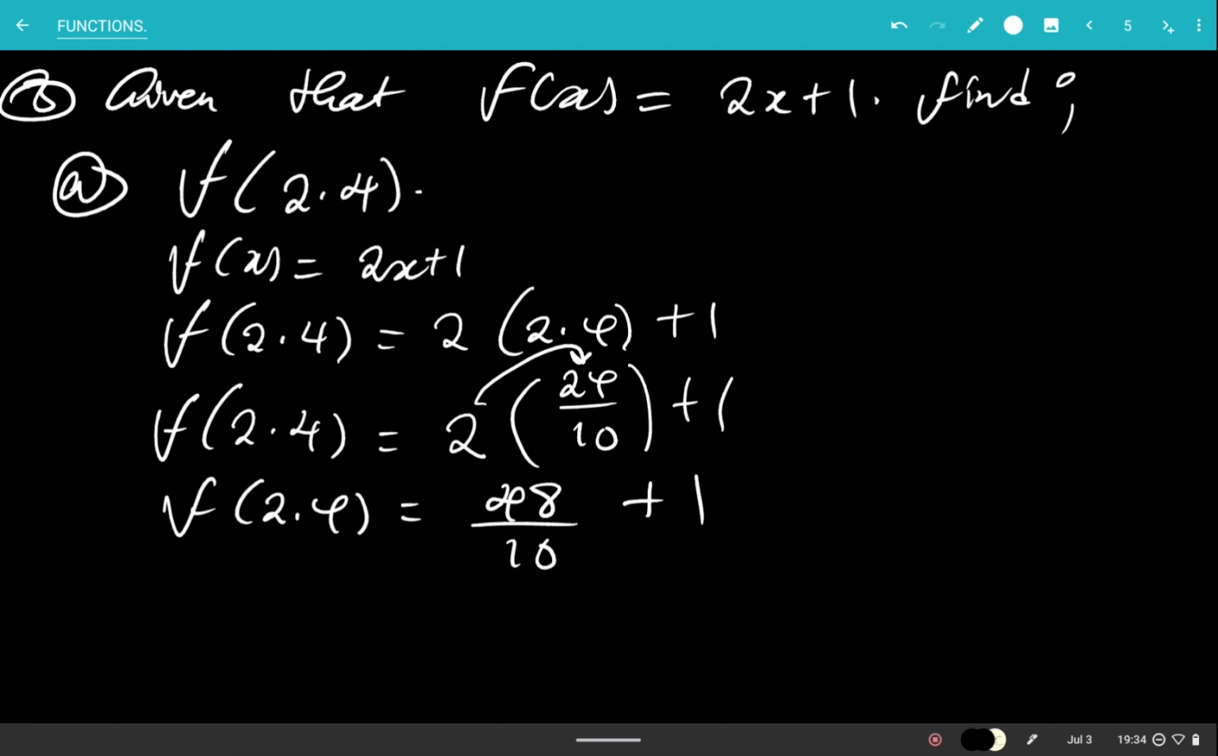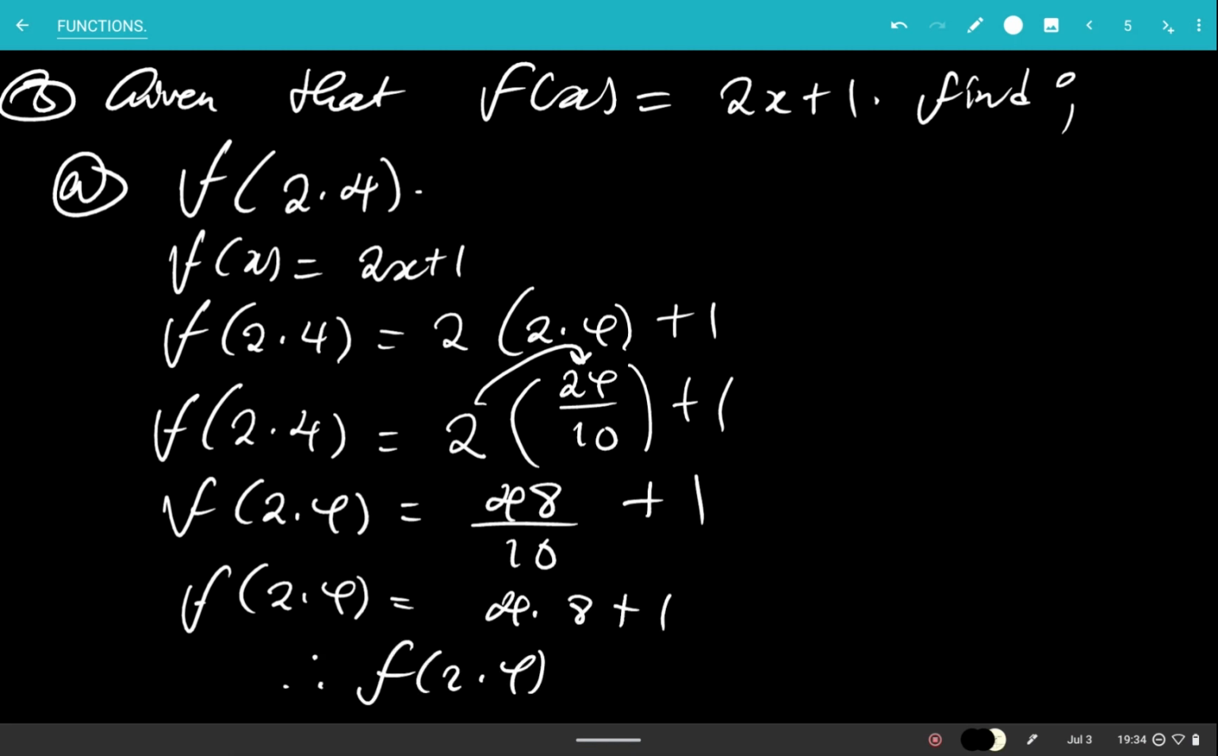Like this, it implies that you have f at 2.4. Now, let's convert back the 48 over 10 into a decimal, and that would be 4.8 plus 1. Therefore, f at 2.4 is simply just going to be what?